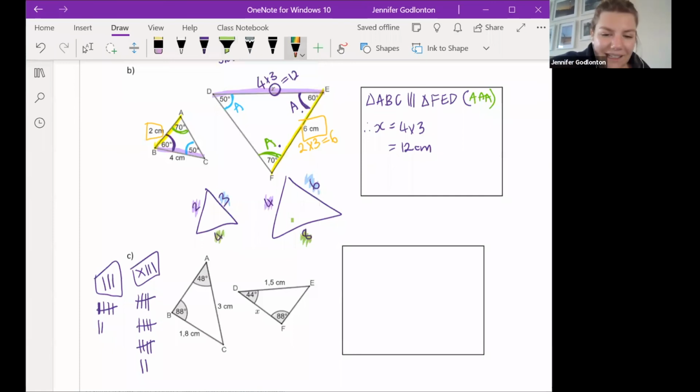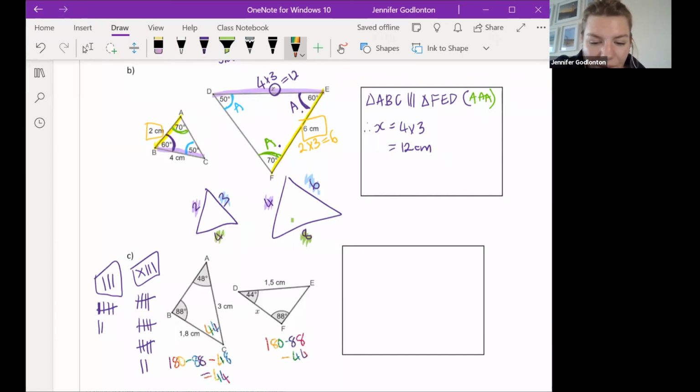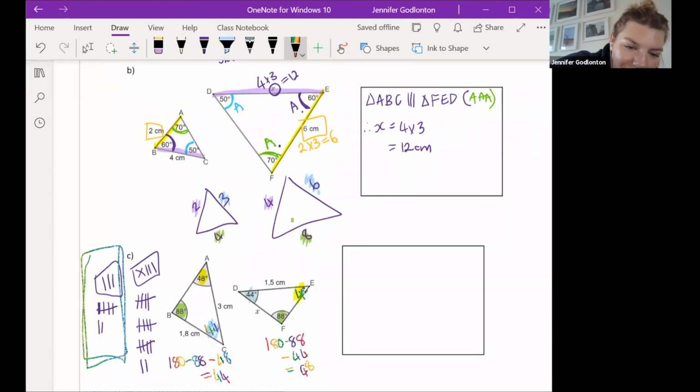Before I tell you who's won, we're going to think about a triangle, and all of our sum of angles in a triangle have to equal 180 degrees. So if I say 180 minus 88 minus 48, I'm going to get 44 degrees. And if I say 180 minus 88 minus 44, I'm going to get 48 degrees. If I do that, I think you'll see that this angle is the same as that angle, and this angle here is equal to this angle here, which means our victory goes to those of you who said that they are similar. They have all the same angles as each other.